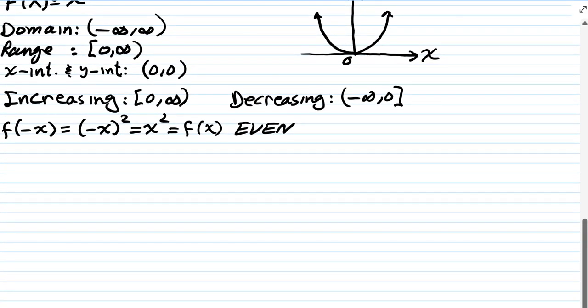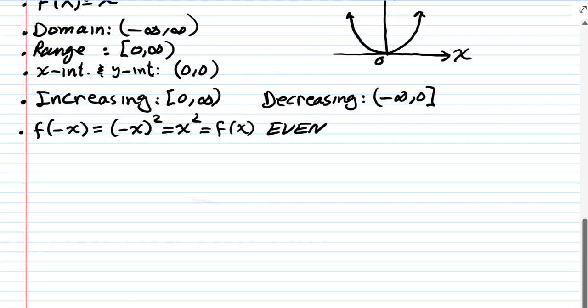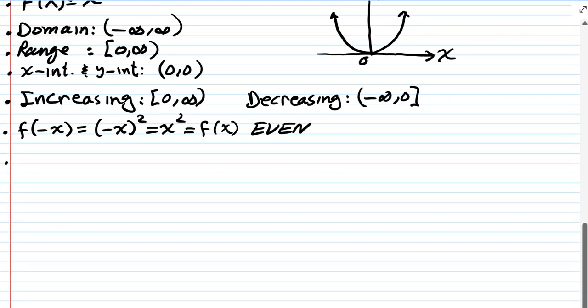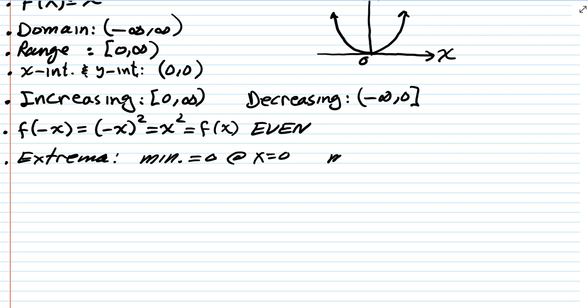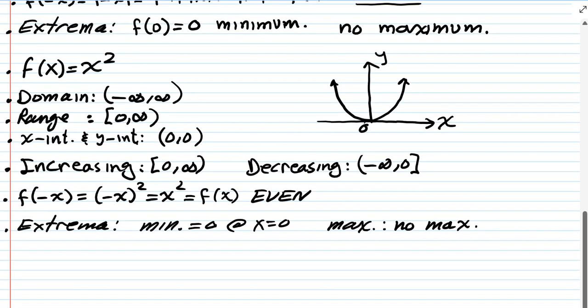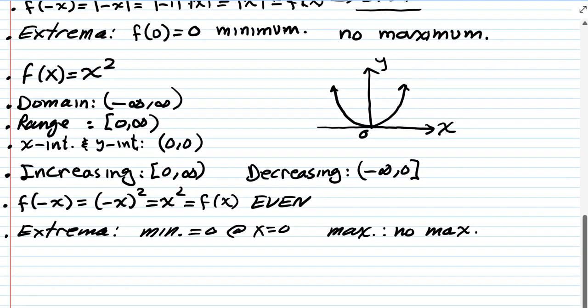Perfect. The only other thing is extrema, right? For this one, let's do the extrema. For extrema, that means the max or the minimum. Well, I see a minimum. Min is 0 at x equals 0. And what about the maximum? There is no max. Again, the arrows indicate this thing grows forever. Just goes up to infinity on the y-axis. Cool. Got that one out of the way.